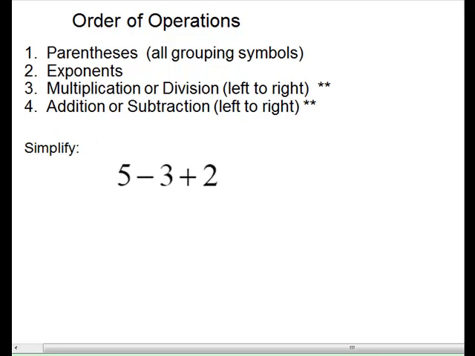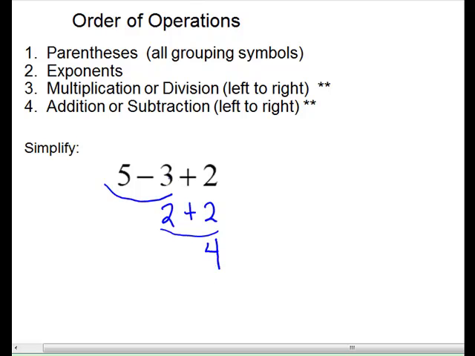Let's look at an example. 5 minus 3 plus 2. This is a nice short problem, but it will bring in that left to right business that we have to be careful about. If we run through our list, there's no parentheses, there's no exponents, there's no multiplication or division. So we are on level 4. Addition or subtraction are equal as far as level. We have to go left to right. So we have to do 5 minus 3 first, which is 2, plus 2, and that gives us 4.